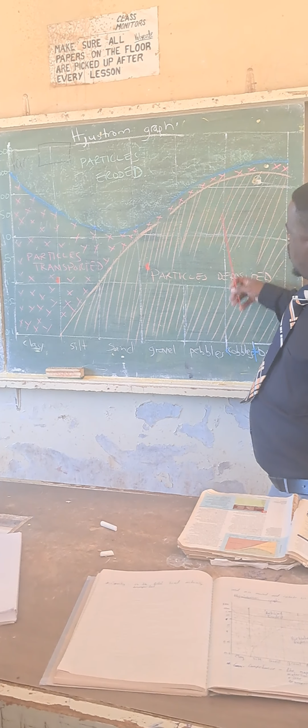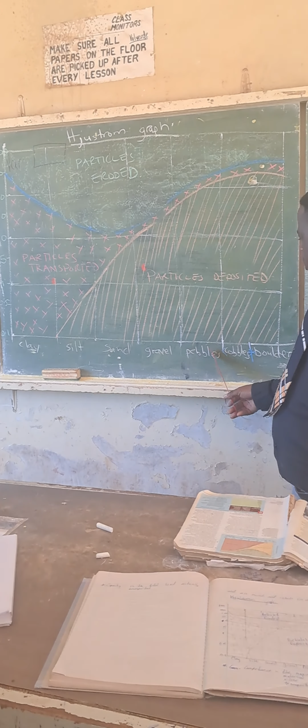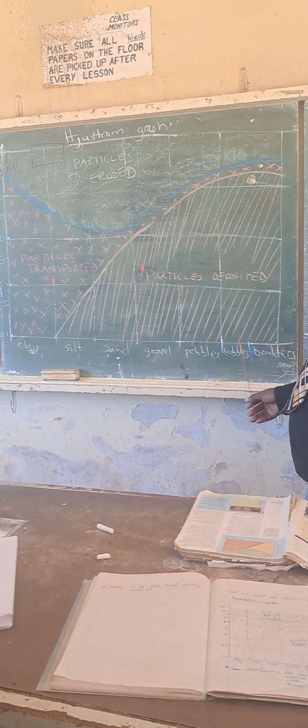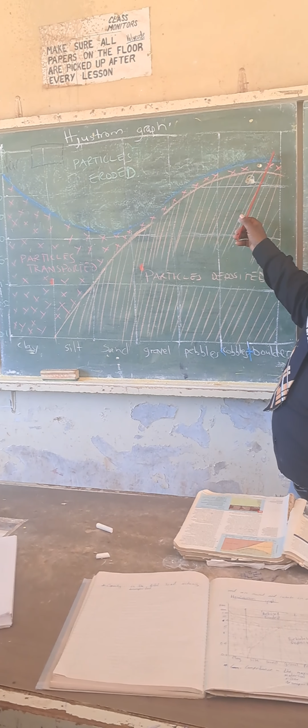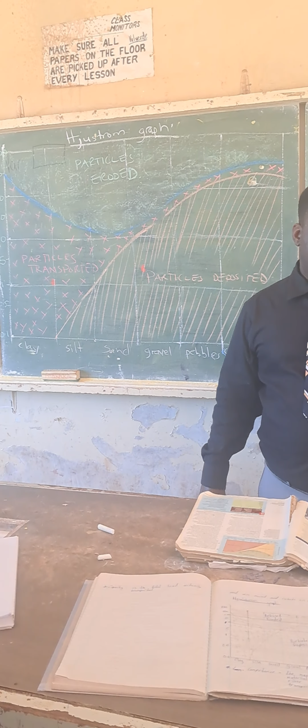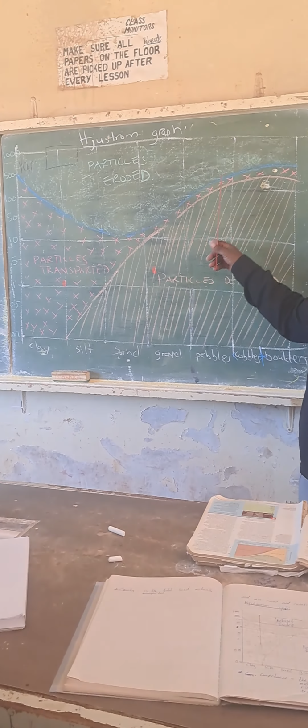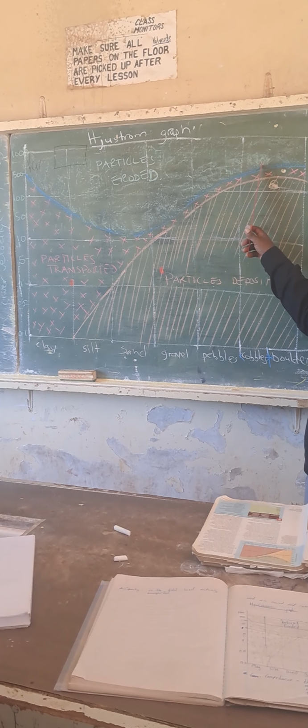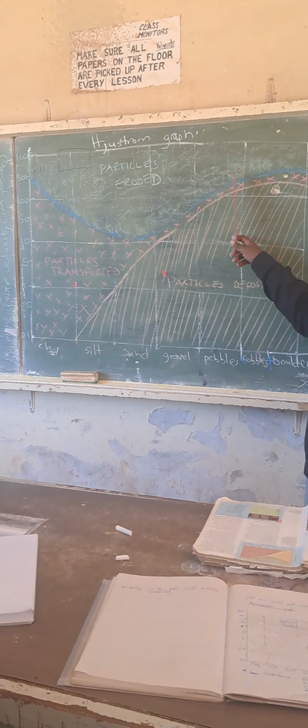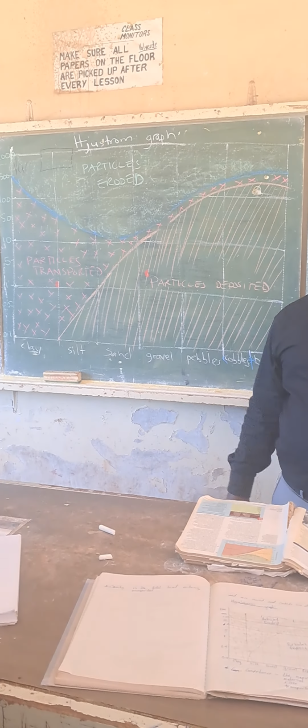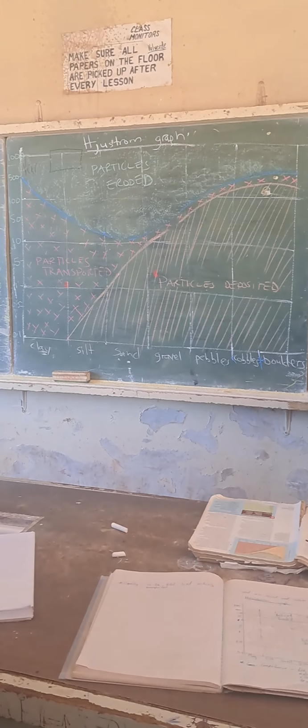Then, if we move on to gravel, pebbles, cobbles, for these particles to be eroded, they need very high velocity because they are very heavy.